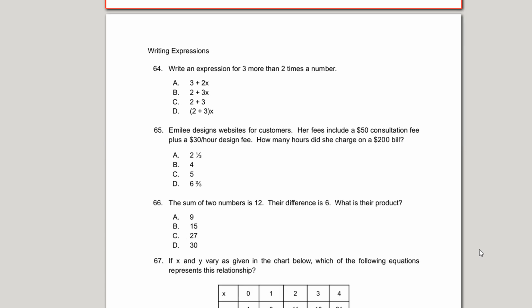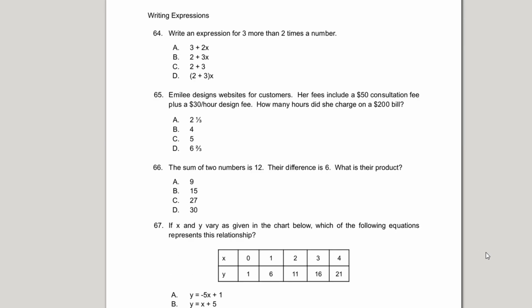The next section is on writing expressions. Question 64. Write an expression for 3 more than 2 times a number. When we look at our answer choices, it looks like the unknown variable is an x. So first of all, here's the number, we're going to use x. 2 times a number would be 2x.